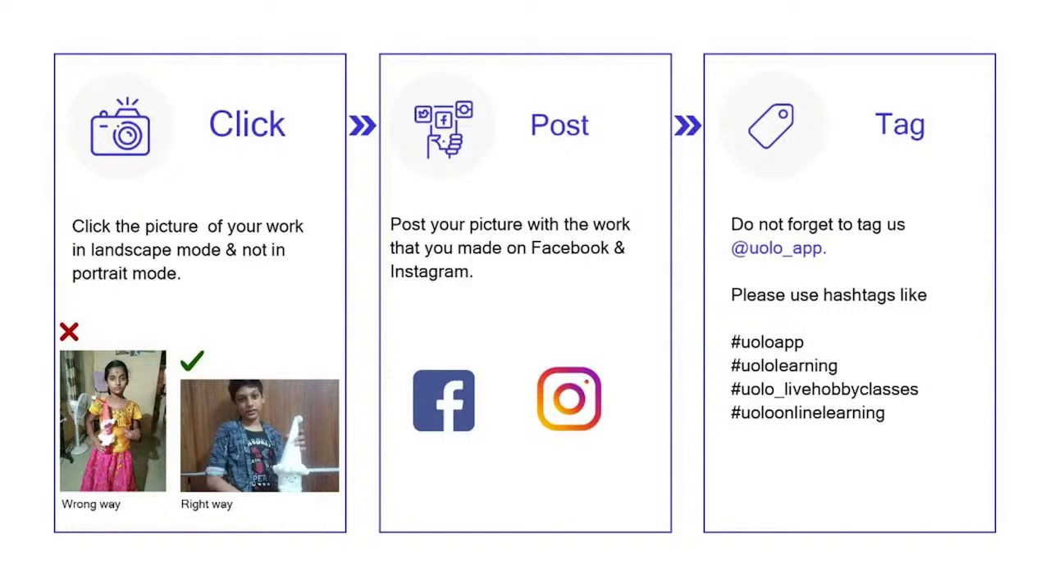Just a tiny reminder, your submission looks a lot better if you click a photo in landscape mode rather than portrait mode. Do not forget to tag us at YOLO_app. I'm eagerly looking forward to all your submissions.